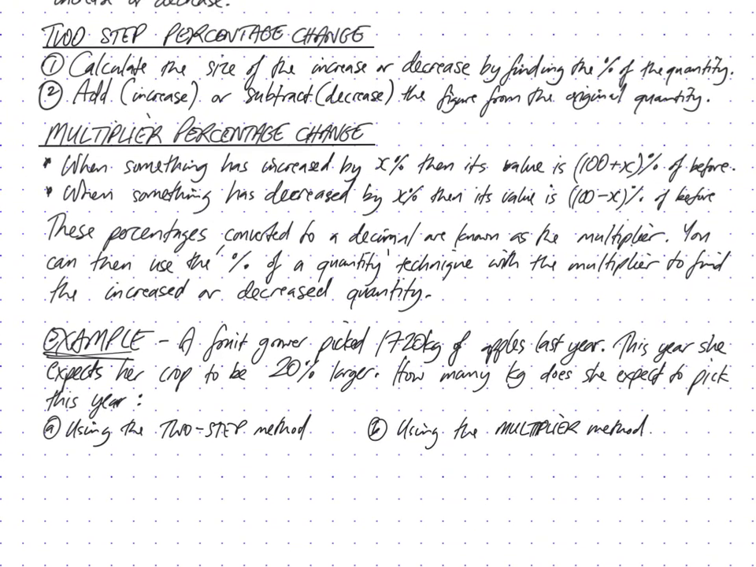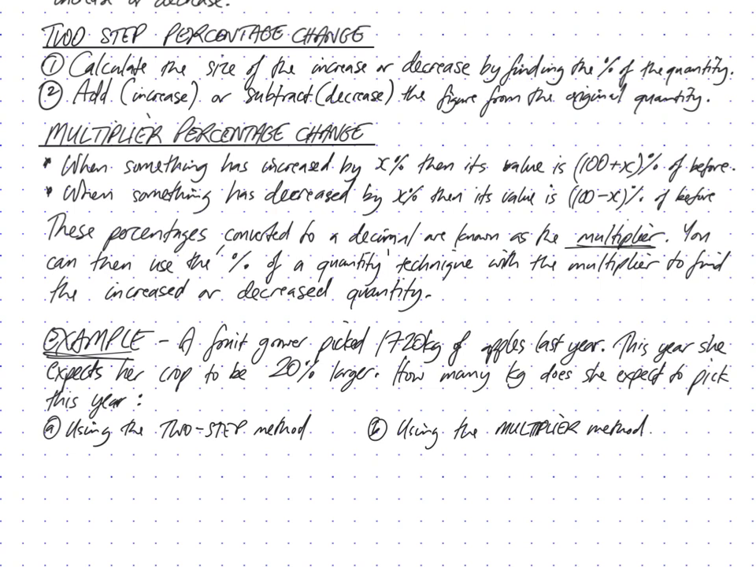Now my preferred method and the faster way, as long as you understand it, is the multiplier percentage change. So think about when something has increased by a certain percentage, we'll call that x, then its value after that is 100%, the whole amount or what it originally was, plus the x percent overall. When something's decreased, it's the opposite. If something's decreased by x percent, then its value is 100, take away x percent of what it was before. So if you convert these percentages to a decimal, it's known as a multiplier.